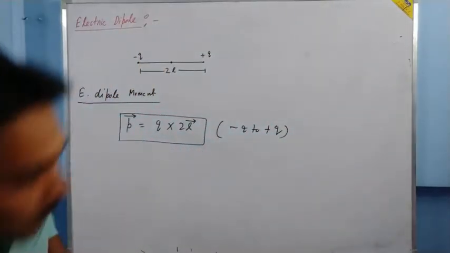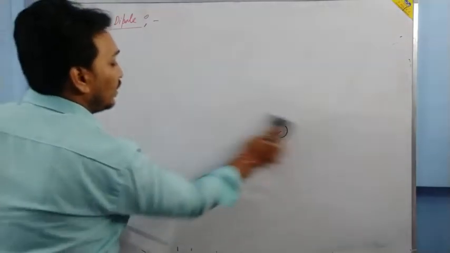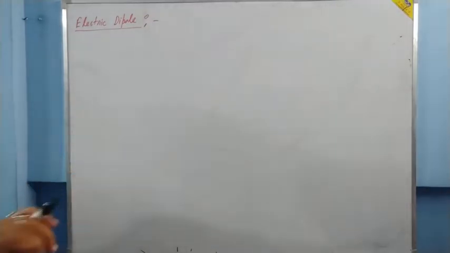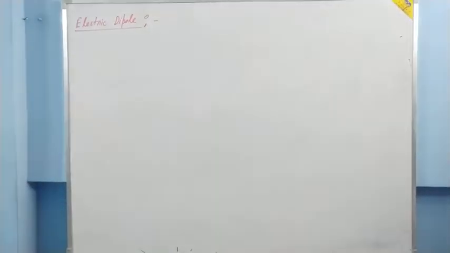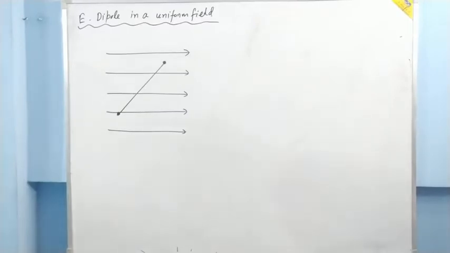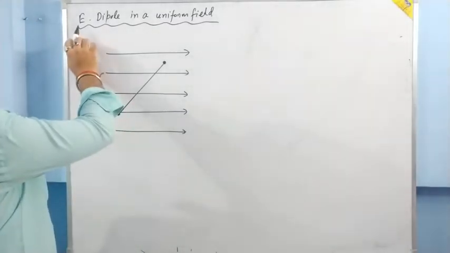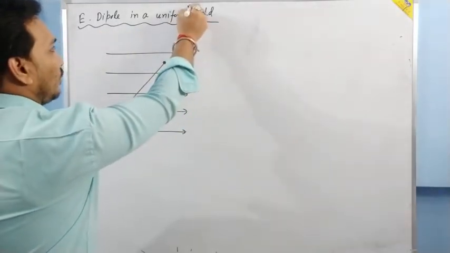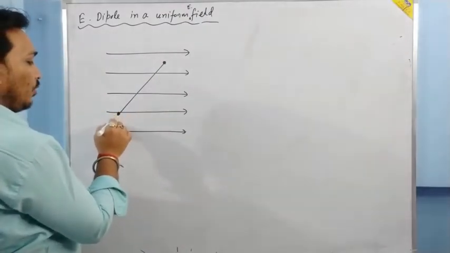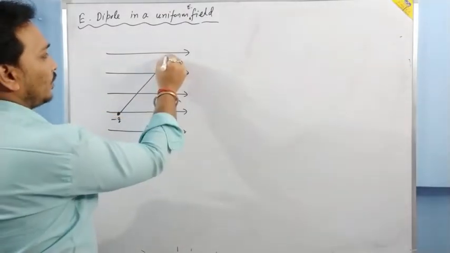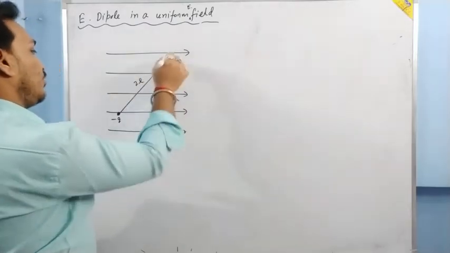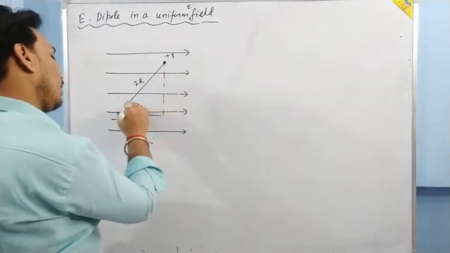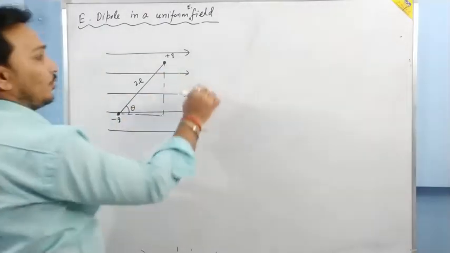Now, a very important topic, which is there in your syllabus: electric dipole in a uniform electric field. Suppose this is your negative charge and this is your positive charge. Separation between them is 2L. The dipole is kept like this. Let this angle be theta. This is your electric field.